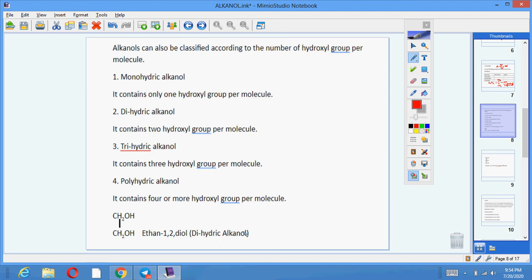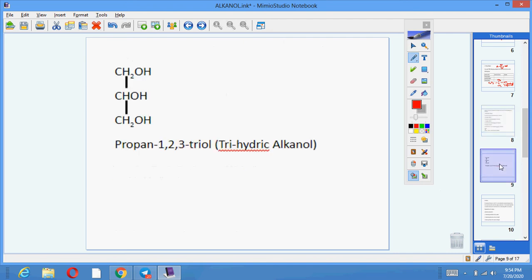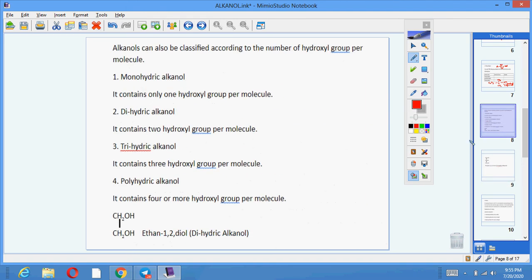Trihydric alkanol has three hydroxyl groups per molecule. A very good example is propane-1,2,3-triol, a trihydric alkanol. This is the same thing as glycerol, one of the byproducts of saponification. Now we have polyhydric alkanol. It contains four or more hydroxyl groups per molecule.